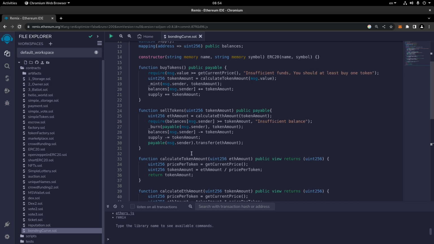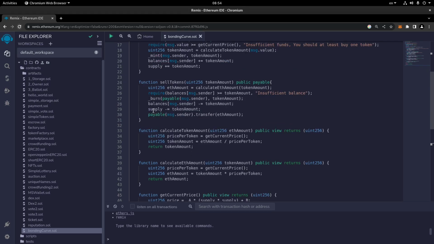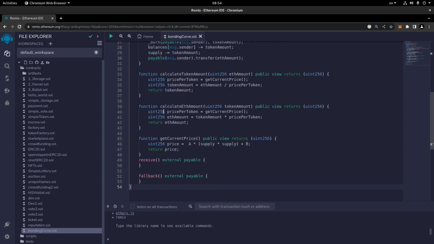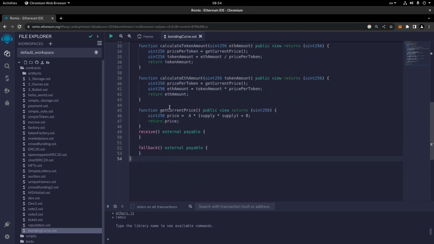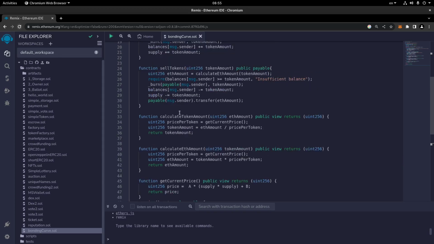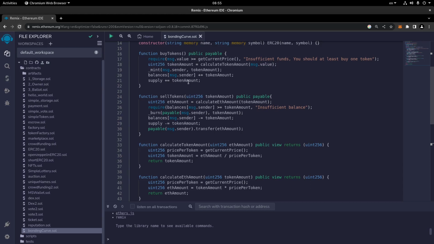First of all, let's consider that when we want to change the supply, it shouldn't be the ETH amount, it should instead be the token amount, because this is what is going to determine the ETH price. So this is the X amount, which is the supply, and the supply will enter the get current price, and then will determine the price in Ethereum. So it shouldn't be the ETH amount, instead it should be the token amount, either for the buy tokens or for the sell tokens.